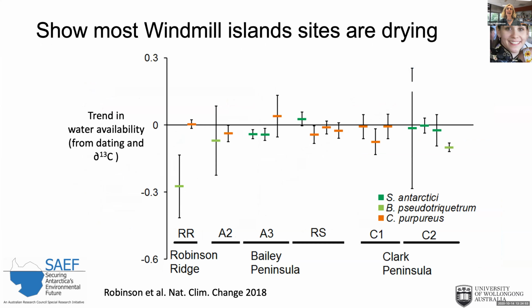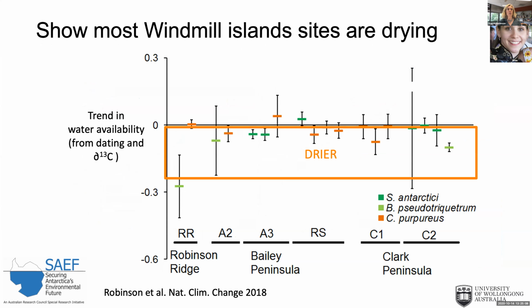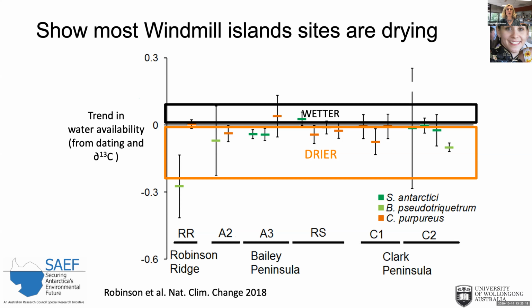And we used this method to look at 18 cores across the Windmill Islands. This is work that we did with Kwan Hu and colleagues at ANSTO, and mostly it was done by Melinda Waterman during her PhD. But when we did this, almost all the cores showed evidence of drying. 40% of them showed evidence of significant drying since the 1960s. And only 3 of the cores showed any evidence of getting wetter, and none of those were significantly wetter.